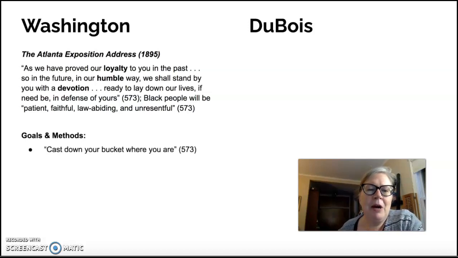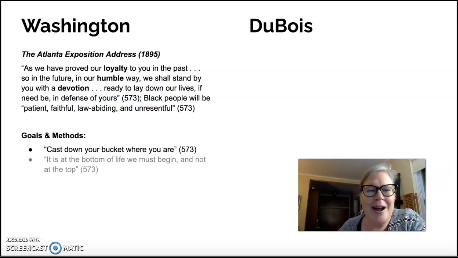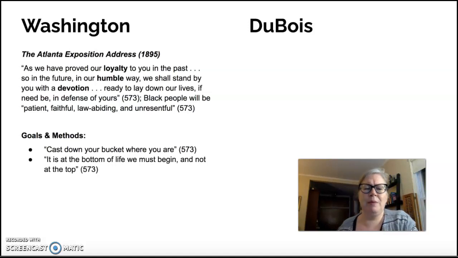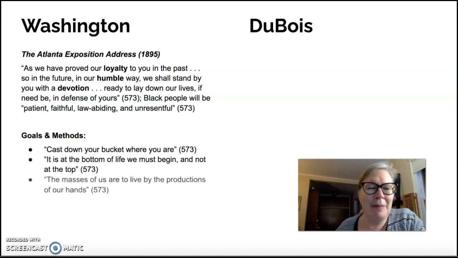He used the metaphor of a shipwreck and the people on the ship wanting water, and instead of asking their neighbors for it, they should "cast down your bucket where you are." That's the advice they're given. So start from where you're located now, rather than aiming too high, is how many interpret him there. "It is at the bottom of life we must begin, and not at the top." He says the masses of us are to live by the productions of our hands.